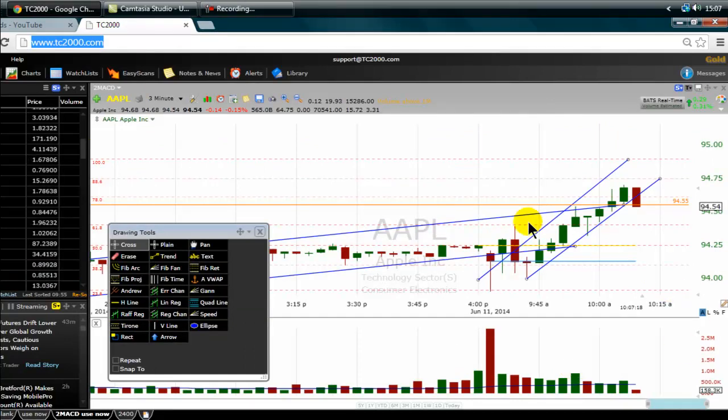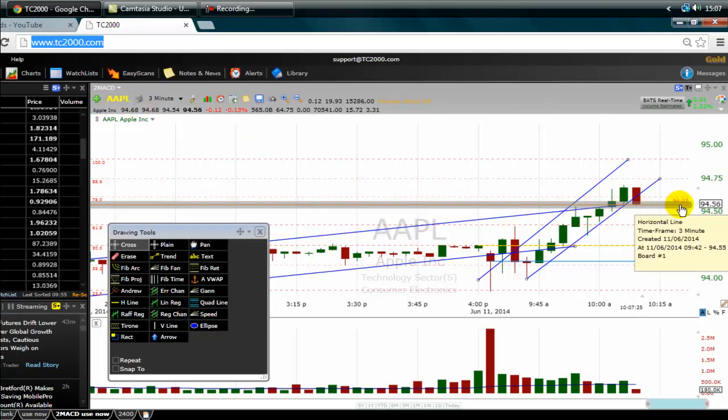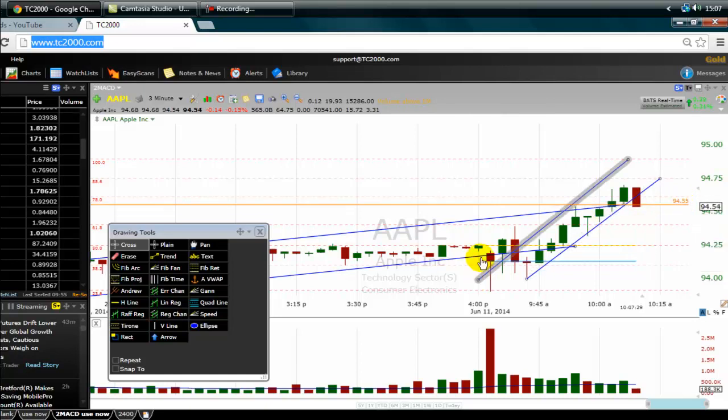Okay, traders just sold Apple stock. New York has just opened. Just sold Apple stock at 9455, using a 50 pip stop loss. So my stop loss for the Apple stock trade.